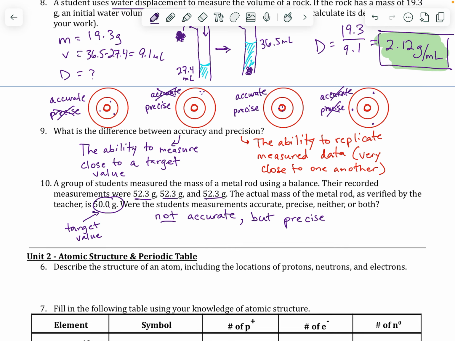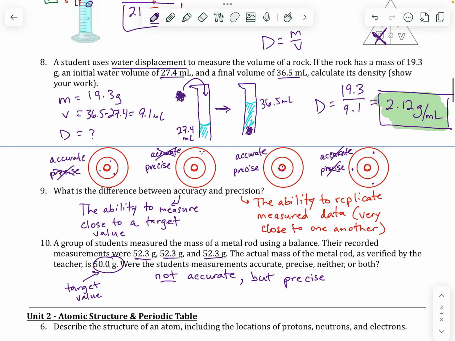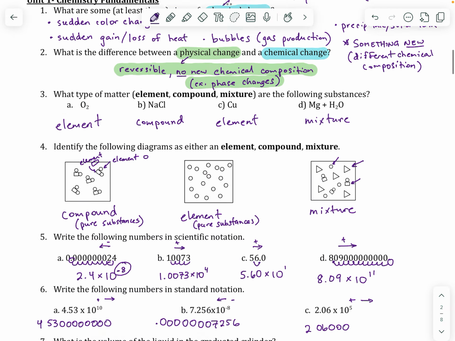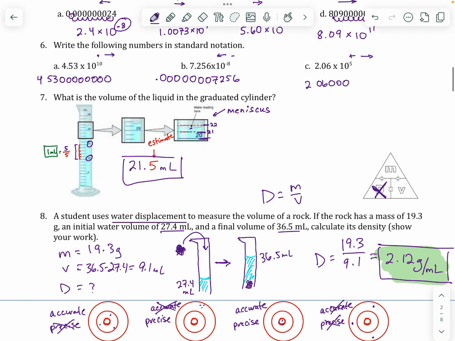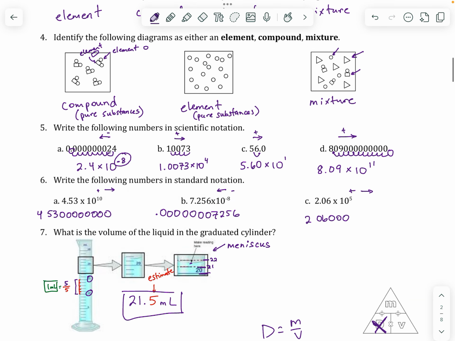All right, so hopefully this is a nice little overview of Unit 1, a nice little quick review, and hopefully this helps. All right, see you in the next video.